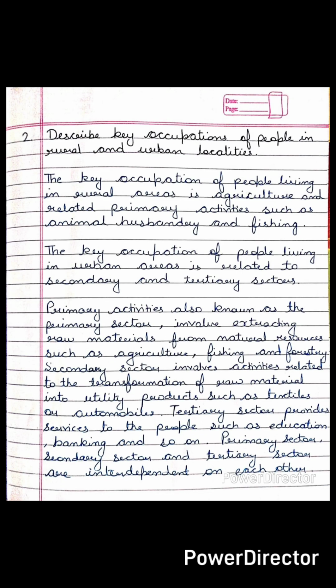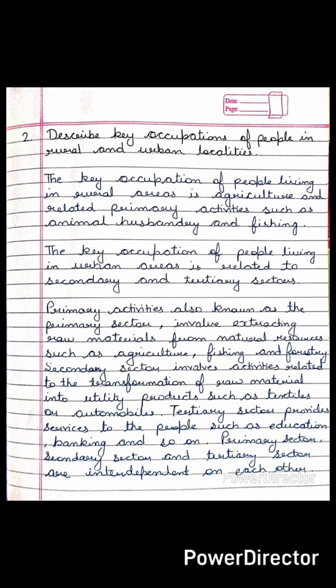Question number 2. Describe key occupations of people in rural and urban localities. Answer. The key occupation of people living in rural areas is agriculture and related primary activities such as animal husbandry and fishing. The key occupation of people living in urban areas is related to secondary and tertiary sectors.